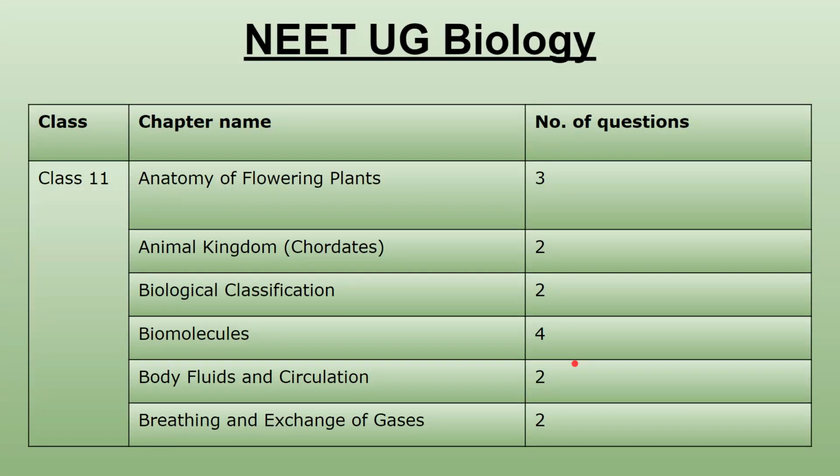Now coming to biology. Biology is a very vast section in NEET UG, and the maximum number of questions are asked in this subject. So make sure you prepare the subject very well so that you can obtain maximum marks and improve your chances of selection. So let us see the important chapters in biology from class 11th.